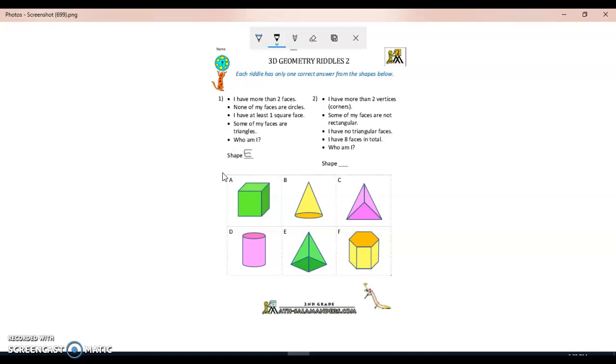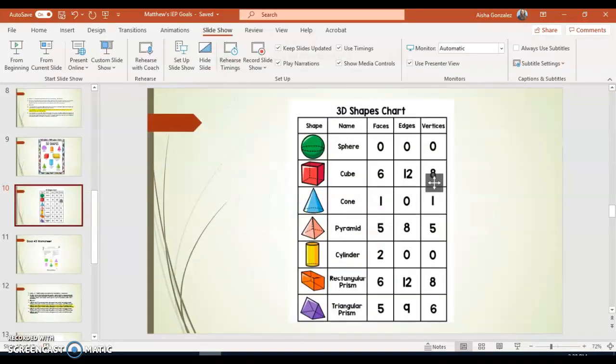And that is what you are going to do. We are also going to put the name of the shape, Matthew, not only just the letter, because I want you to know what's the name of this shape. So if you don't know this shape, we can go back to our PowerPoint, and right here we have all our shapes. And that shape looks like one of the shapes here. Can you tell me which one?